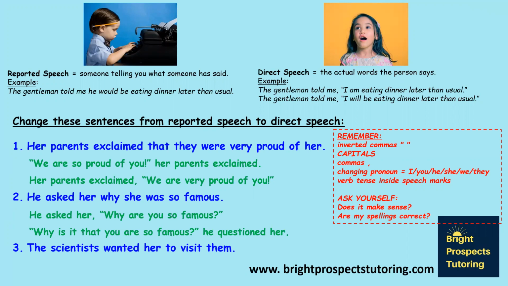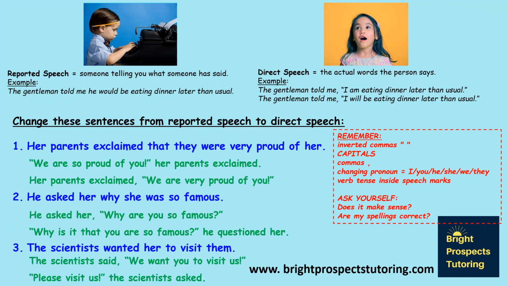He questioned her. And finally, number 3, the scientist wanted her to visit them. In direct speech, you could write, the scientist said, "We want you to visit us." Or, "Please visit us," the scientist asked.